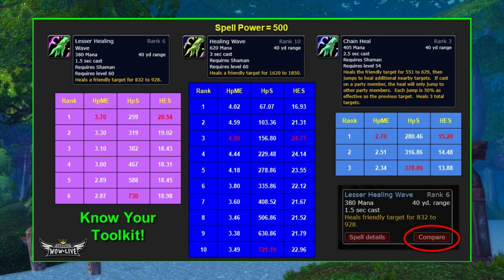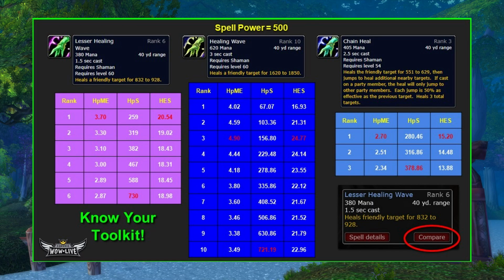Knowing your toolkit as a healer is very, very important. All healing classes have multiple heals for different situations, and they're designed that way. If we take Shaman for an example, which is a very simplistic class, there's only 3 different heals: Healing Wave, Lesser Healing Wave, and Chain Heal. Now, Lesser Healing Wave and Healing Wave are both single target heals. Chain Heal is very hard to compare because it's a multi-target heal.